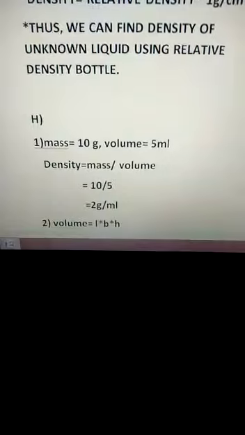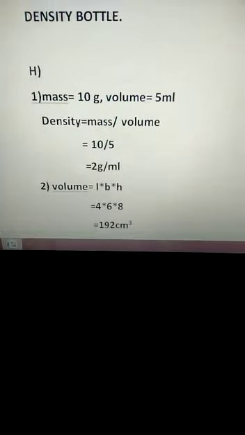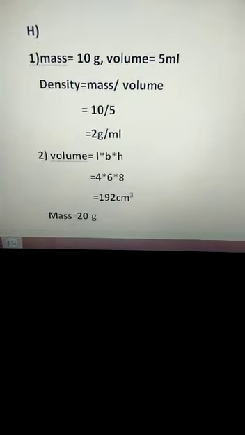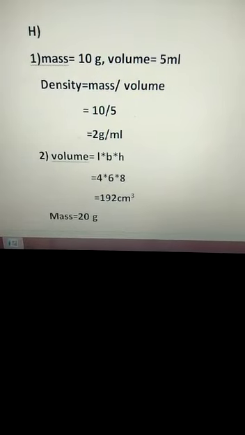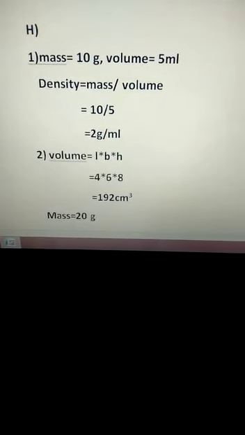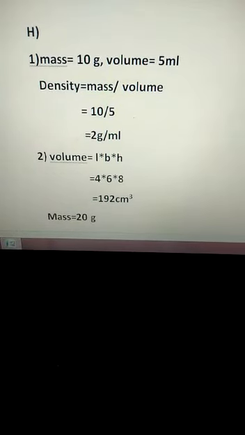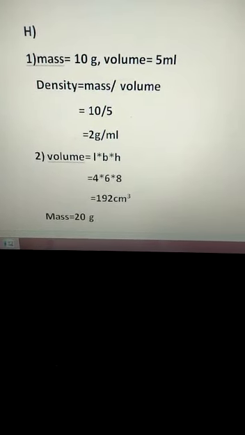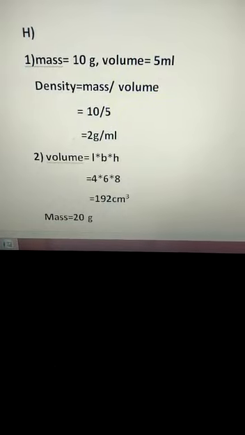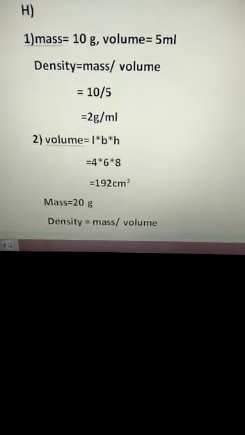Now moving on to our next section, the numericals. In question number H, the mass is 10 gram and volume 5 milliliters, and density is equal to mass per unit volume. So 10 by 5, we will get 2 gram per milliliter.